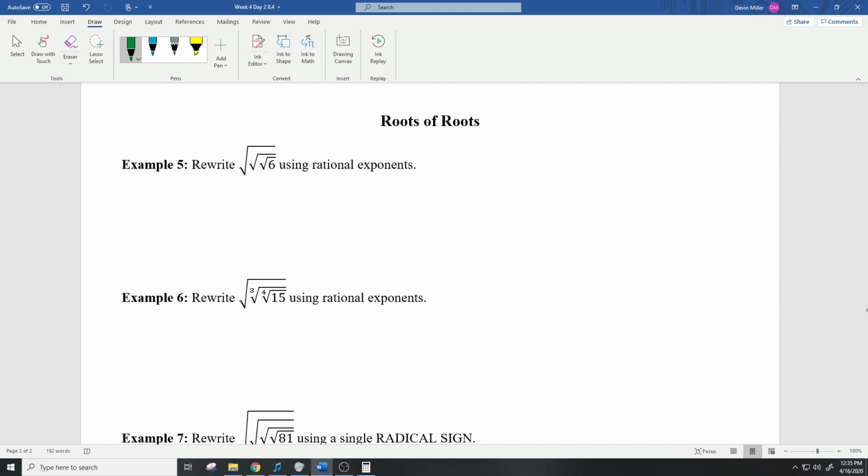So if you look at this, we actually have 3 of these root symbols. These are all square roots. So we're going to rewrite this mess using rational exponents. So it's going to be 6 to some power. That'll be the goal.